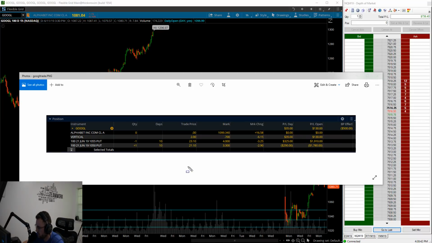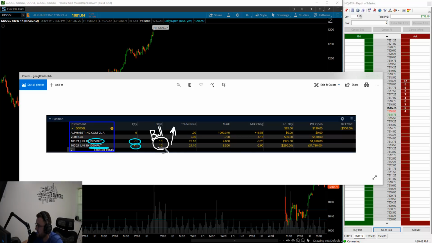What you'll notice, the position that I had on here was a vertical. So that's going to be a spread. I stepped in and I sold one of the 1055 puts and then bought one of the 1050 puts. So the strike that I sold was above the strike that I bought. So in return, this ends up being a bullish position to the long side, right? I'm looking for the market, at least in Google here, to rally.